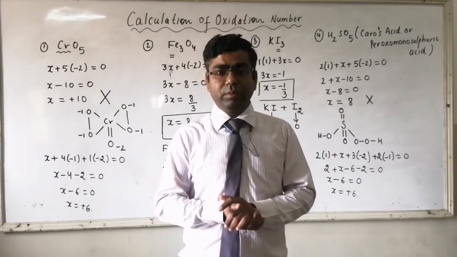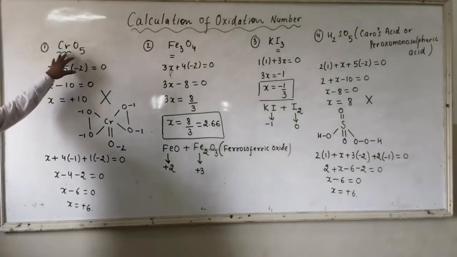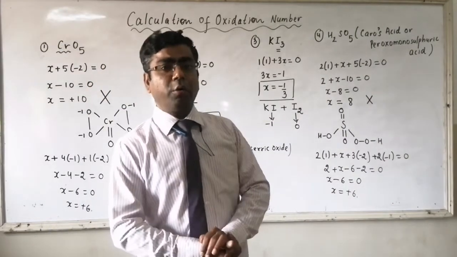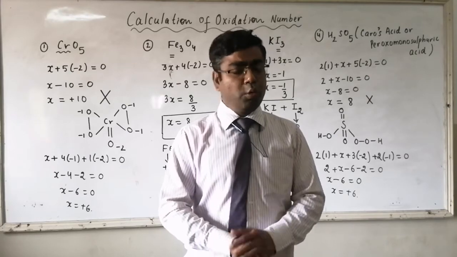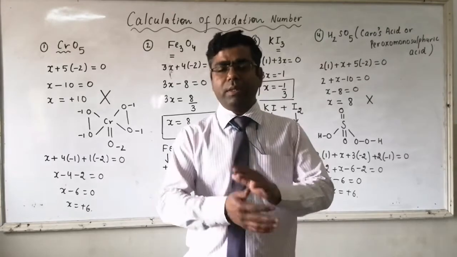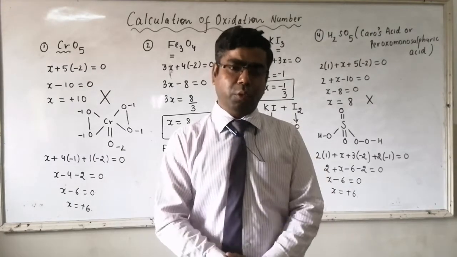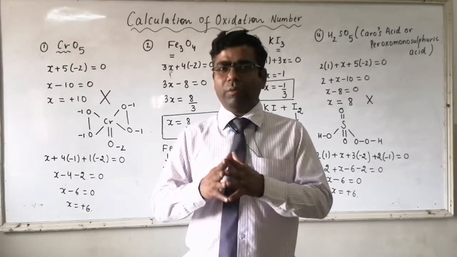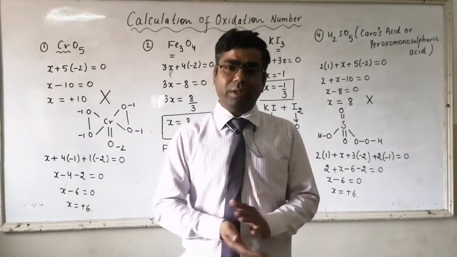So let us solve some more examples. Here, number first is CrO5, chromium pentoxide. We have to calculate the oxidation state for chromium in CrO5. You know it very well that if a neutral molecule is given, then the algebraic sum of the oxidation states of all the atoms will be equal to 0. Or in other words, total positive oxidation state is always equal to total negative oxidation state. That's why the charge up here is 0 and the molecule is neutral.